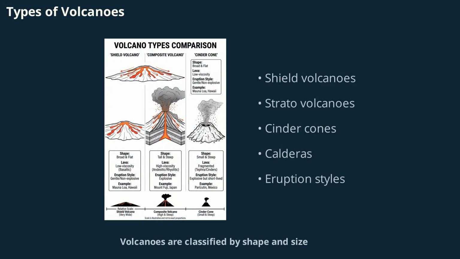Volcanoes are classified by shape and size, determined by the type of volcanic material and eruption style. Shield volcanoes have broad, low profiles formed by fluid lava flows, like those in Hawaii. Stratovolcanoes are steep cones with alternating layers of lava and rock fragments, characterized by explosive eruptions. Cinder cone volcanoes are conical hills of cinder-sized debris.